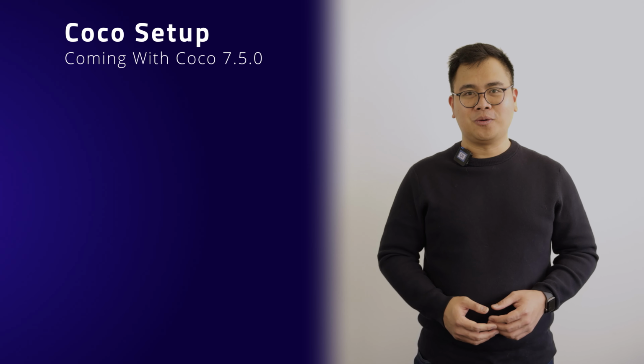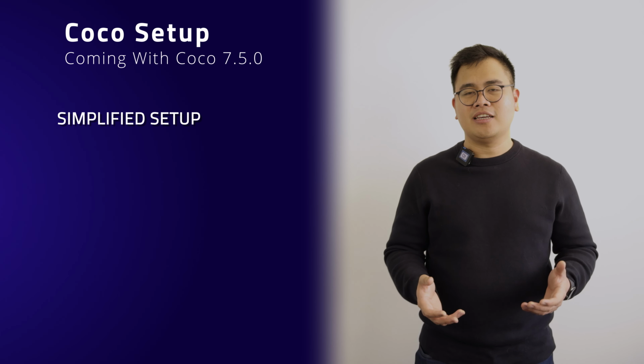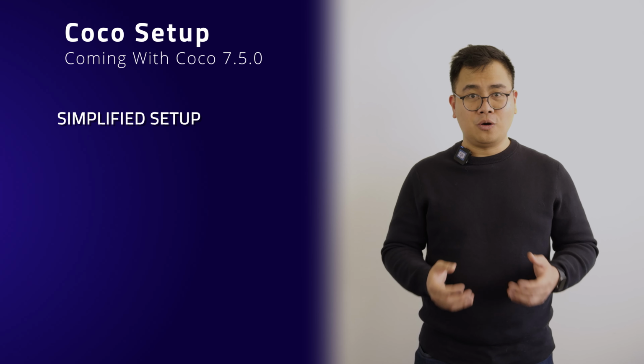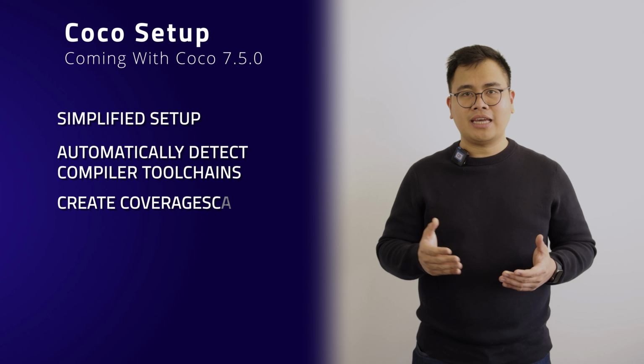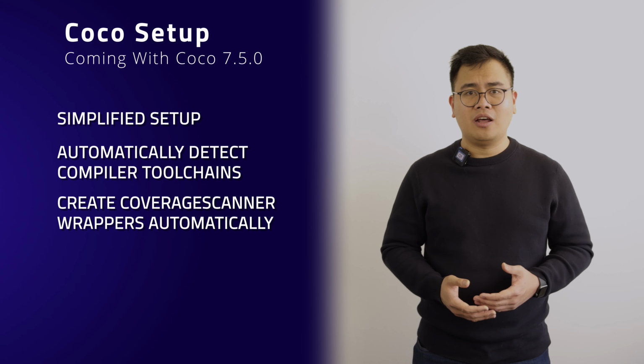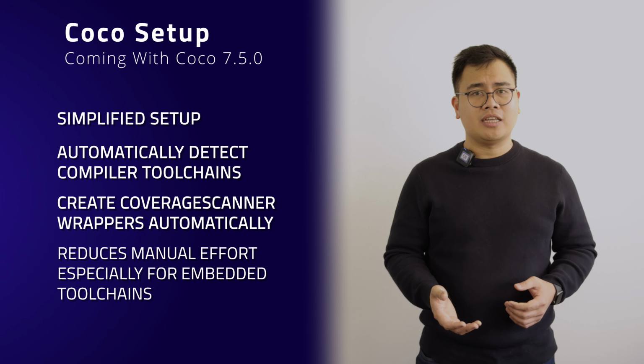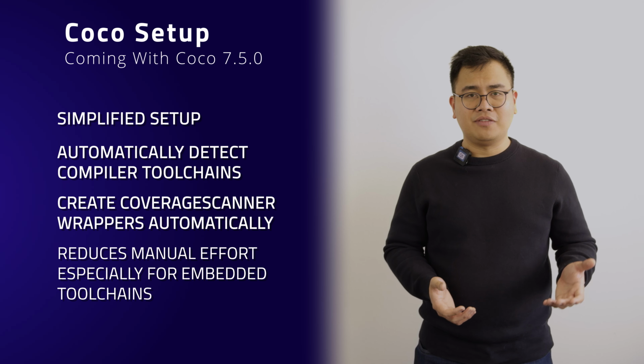Now let's talk about setup and configuration. Setting up Coco on a new toolchain can be very difficult, especially in embedded environments. This typically requires a lot of manual effort. This friction impacts team behavior, where teams end up delaying code coverage until the very end, or maybe they would skip it entirely. In this release, we're introducing Coco Setup. It's a new tool designed to make setting up Coco much easier. With Coco Setup, you can automatically detect your compiler toolchains, and you can create the coverage scanner wrappers automatically, and this reduces a lot of the manual effort that you need to invest in order to set up Coco for toolchains like those for embedded devices and so on.